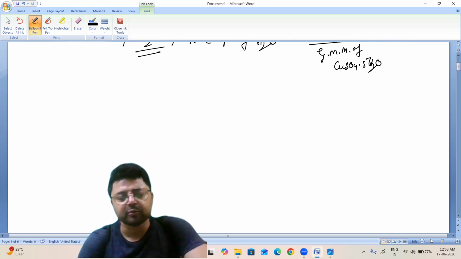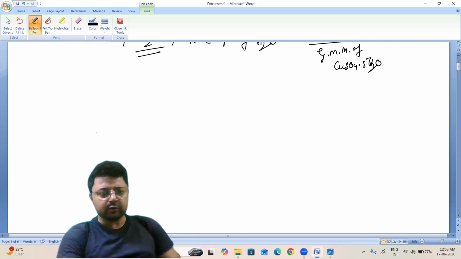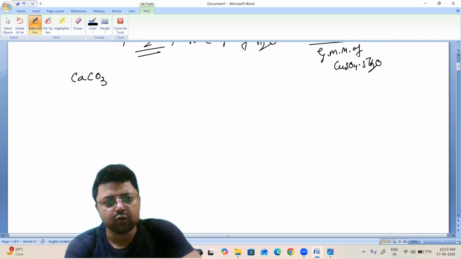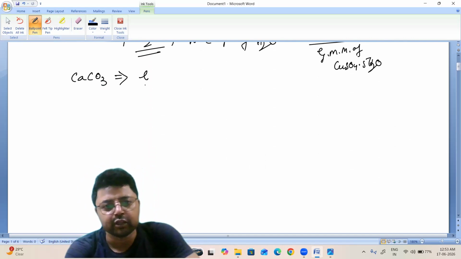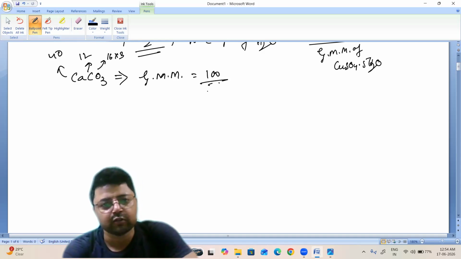Now, this is from one side. The next side is, suppose they have given you a lump sum amount, CaCO3. Let us take an example of CaCO3. Why is CaCO3 taken as an example? Because the gram molecular mass of this molecule is 100. Calcium is 40, carbon is 12, and each oxygen is 16. So 16 times 3 is 48. 48 plus 12 is 60, and 40, 100. So total gram molecular weight is 100.